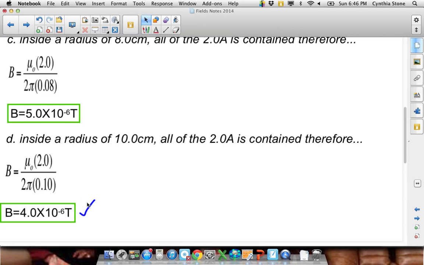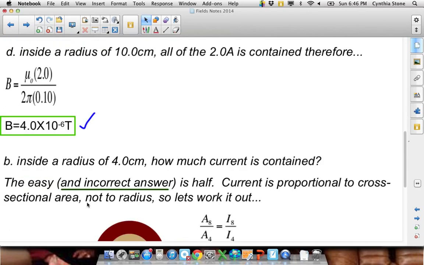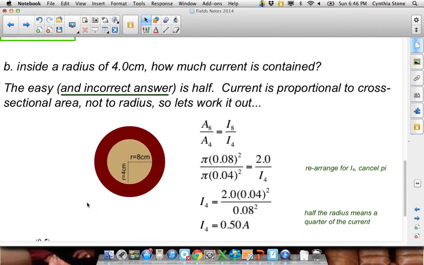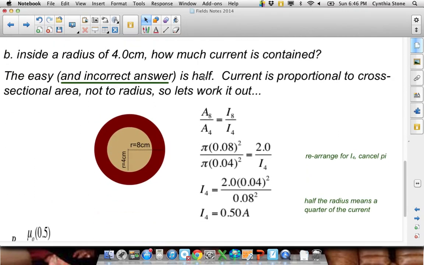Okay, part B. Now, it's not that part B is that difficult, but here's the thing. Inside a radius of 4 centimeters, the thing you have to figure out is what's I. And your gut's going to say that, well, if I have 2 amps at 8 centimeters, it must be 1 amp, right? But in fact, that's not true, because the amount of current flowing inside this radius is proportional to the cross-sectional area, not the radius itself.